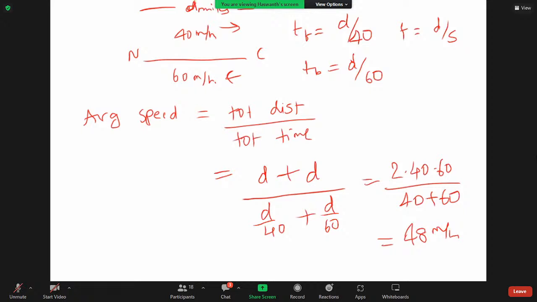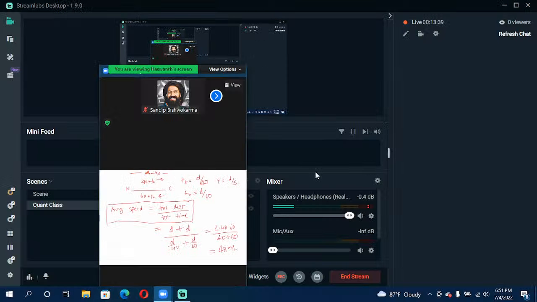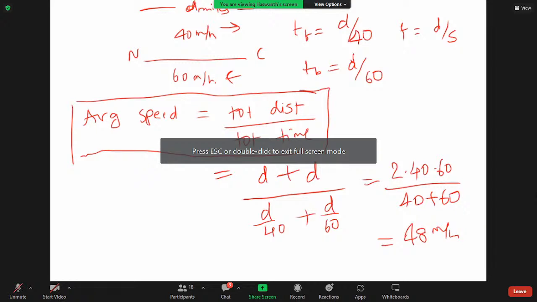So if you want, you can also remember this. For a to and fro journey, average speed is calculated by twice the product of their speeds by the sum of their speeds. Twice the product, 2 into 40 into 60, by sum, 40 plus 60. But no need to remember all this. Knowing this is enough: average speed is given by total distance traveled by total time taken to travel that distance.